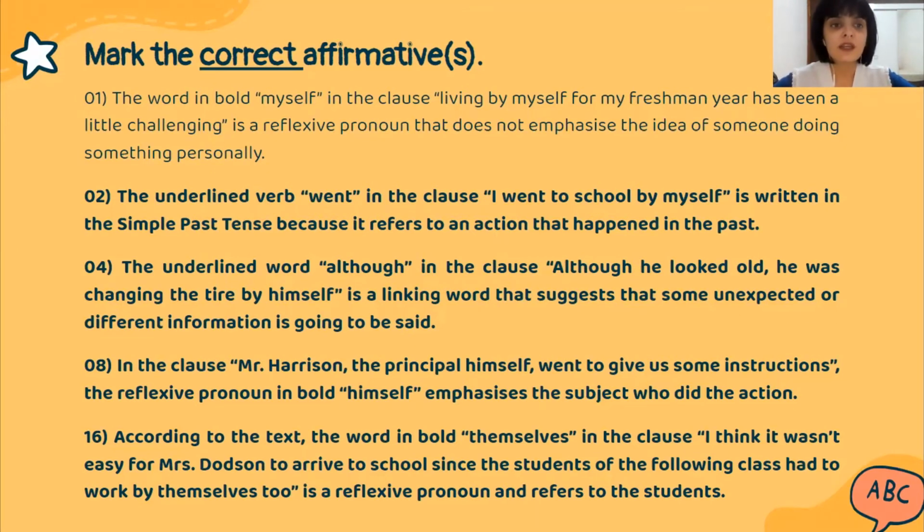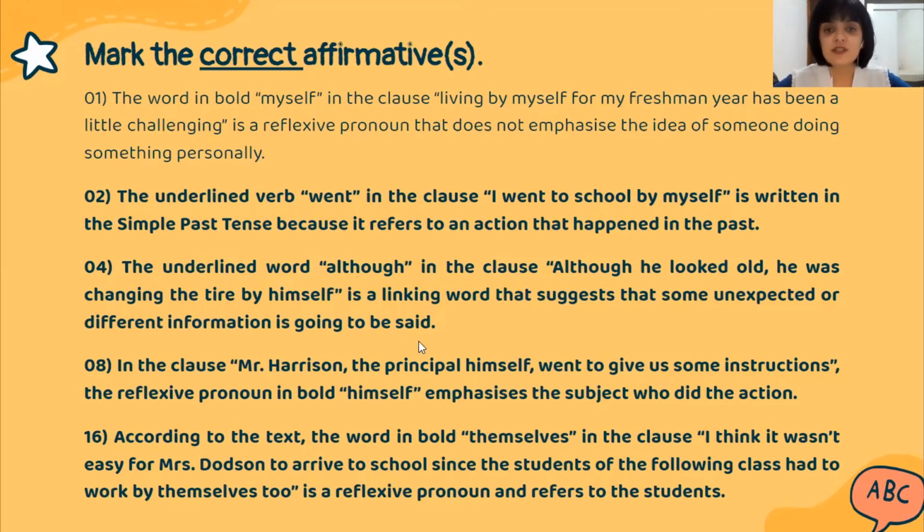Now the second one. The underlined verb went in the clause I went to school by myself is written in the simple past tense because it refers to an action that happened in the past. Então aqui o verbo went está sendo utilizado no formato do passado simples porque ele se refere a uma situação que está no passado. Isso é bem simples, né? Bem tranquilo. Now the third one. The underlined word although in the clause although he looked old, he was changing the tire by himself is a linking word that suggests that some unexpected or different information is going to be said.